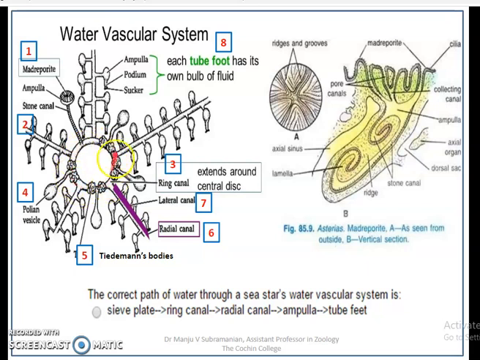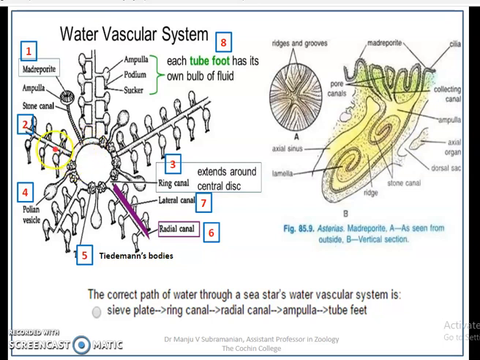It is lying around the esophagus. In the center you can see the esophagus, and surrounding the esophagus there is a ring canal. The 5 corners of the pentagon occupy the radial position, and it receives a stone canal interradially. This is a radial canal, and interradially, in between these two radial canals, the stone canal enters into the ring canal.